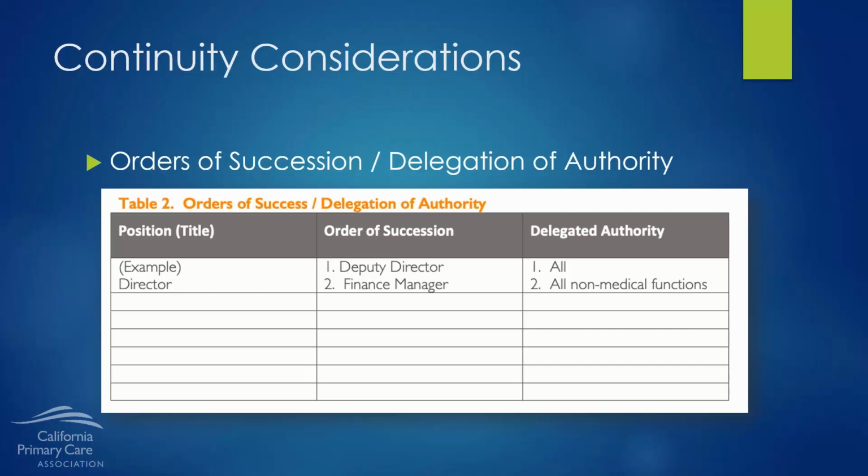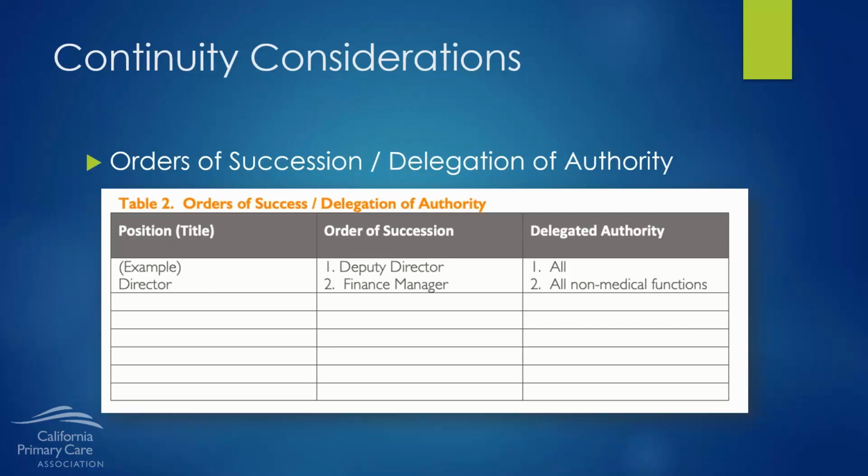So for every key position in your facility, you should really have the position, for example, the director, the order of succession, who can take over for that person, a deputy, and then maybe the finance manager, and what authorities are delegated to that person. So, for example, if the deputy director took over for the director, which functions can they complete? All. Or if the finance manager has to step into that position, they can complete all non-medical functions.